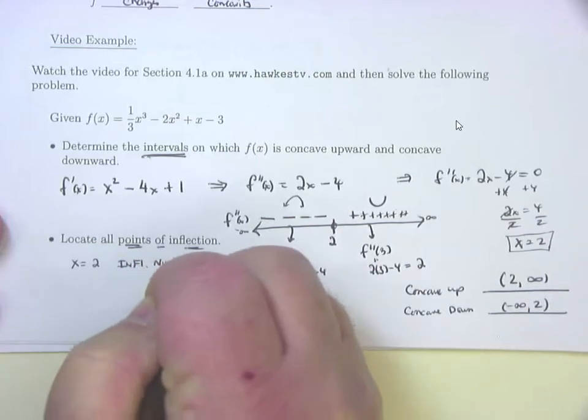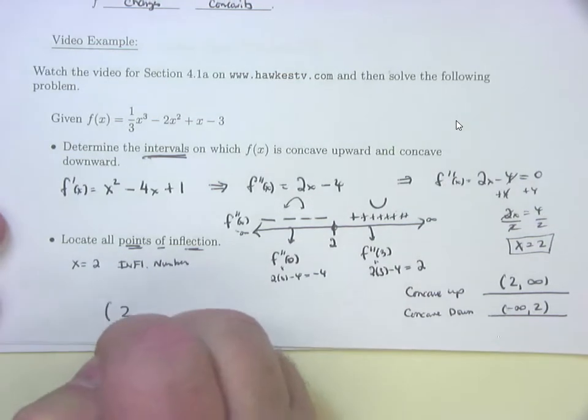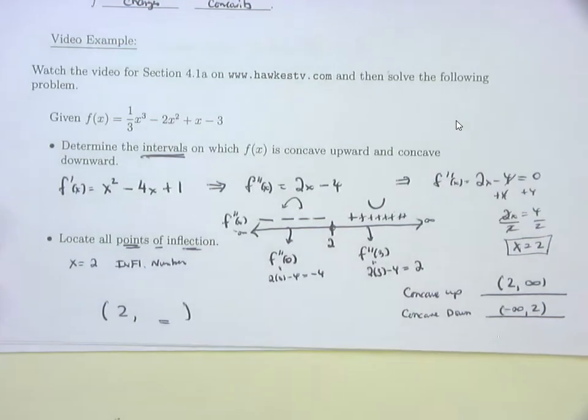But they wanted a point. So to give them a point, I gotta have 2 comma something. How do I get that something? What do I gotta do to get a point? Outstanding. You gotta plug it into the original equation to get the y coordinate.